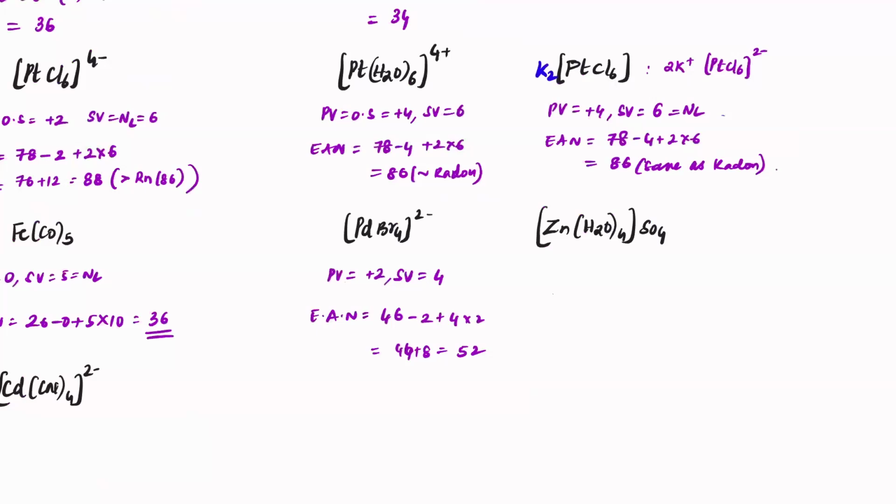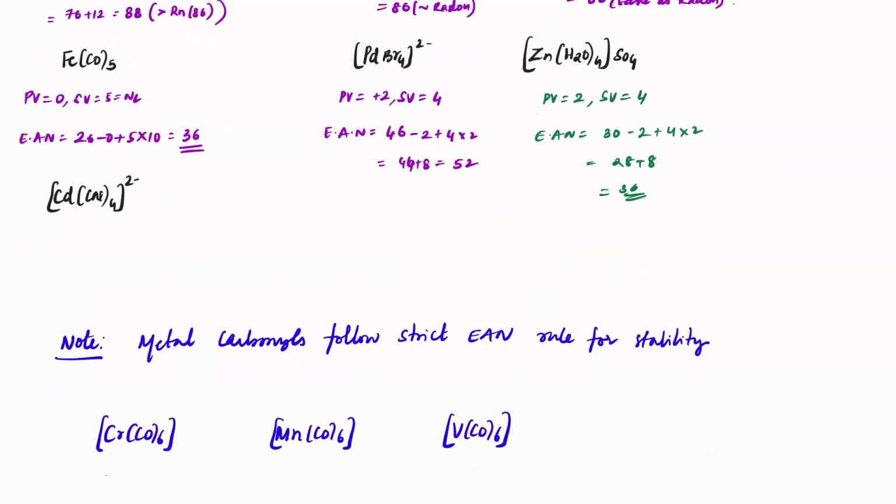Zinc. Check out primary valency. Primary valency here is 2. Secondary valency here is 6. Sorry, 4. EAN will be equal to the atomic number of zinc, which is 30, minus oxidation state 2, plus 4 times 2. So that makes it 28 plus 8 more. Clear? So this is also satisfying the octet. I mean, inert gas configuration.